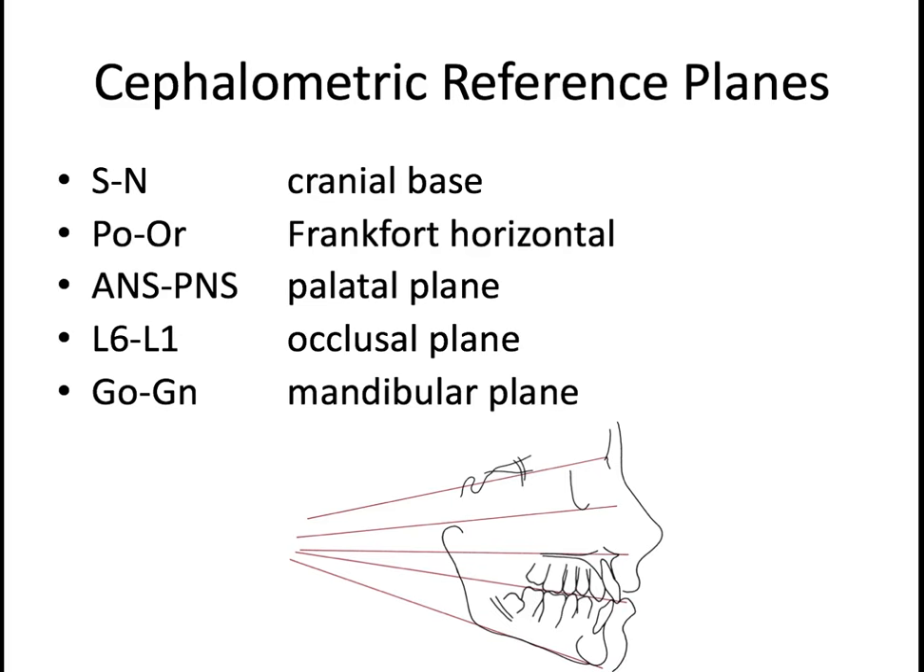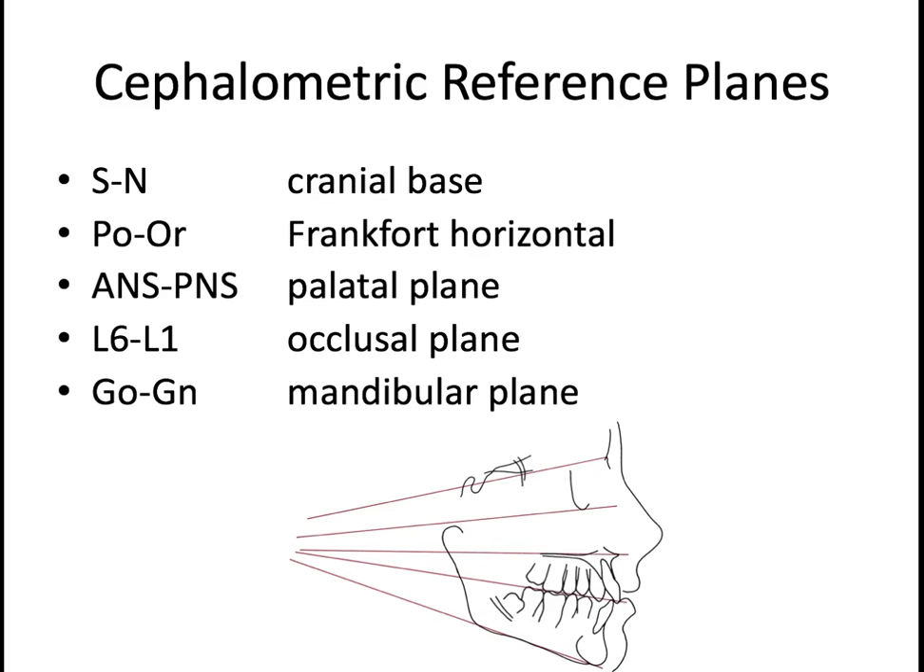If we connect lower 6, which is the cusp tip of the lower first molar, and lower 1, the incisal edge of the lower incisor, we get the occlusal plane. And if we connect gonion and gnathion, we get the mandibular plane, which is another really, really important reference plane.